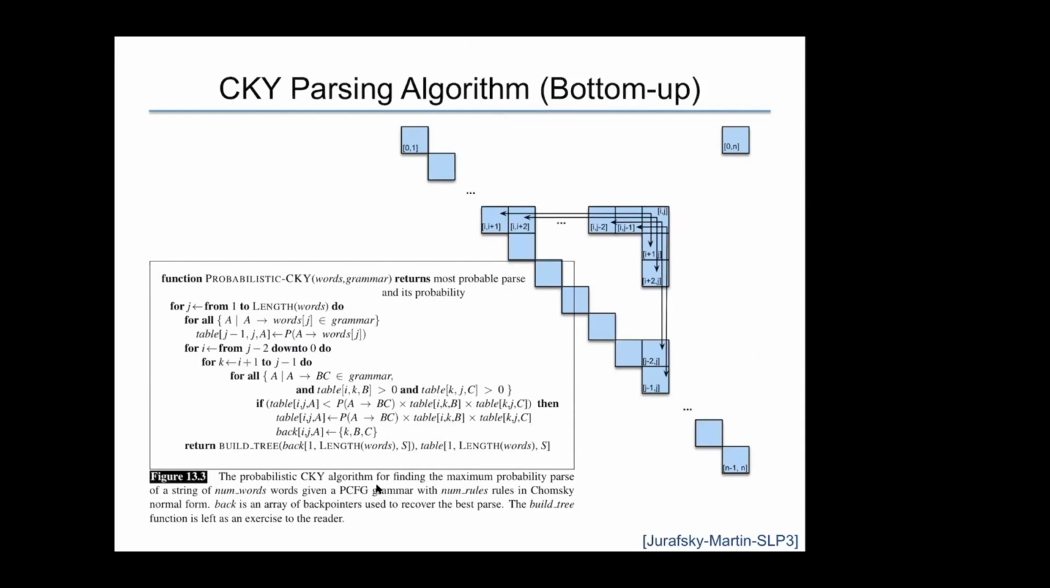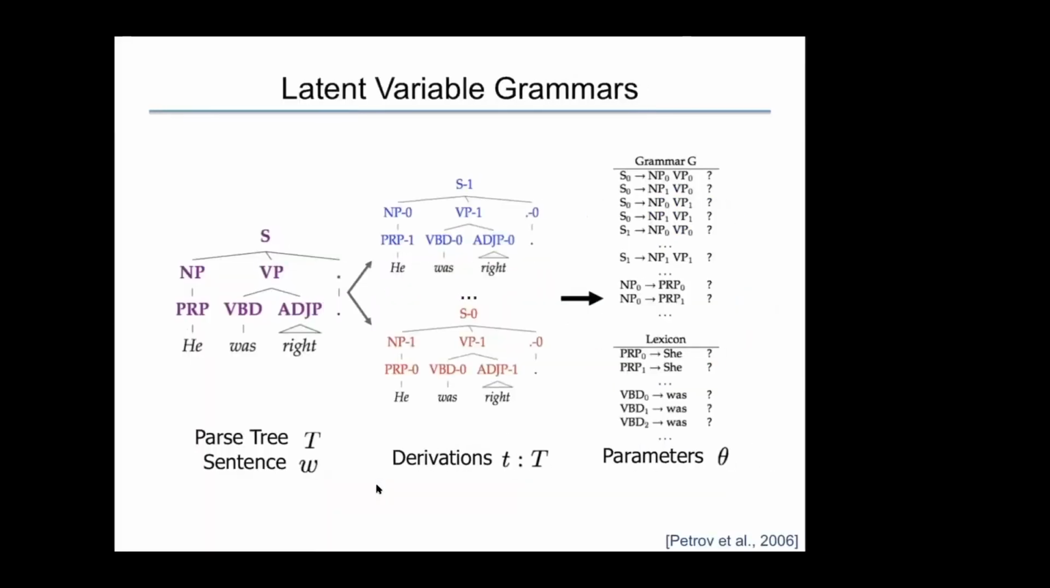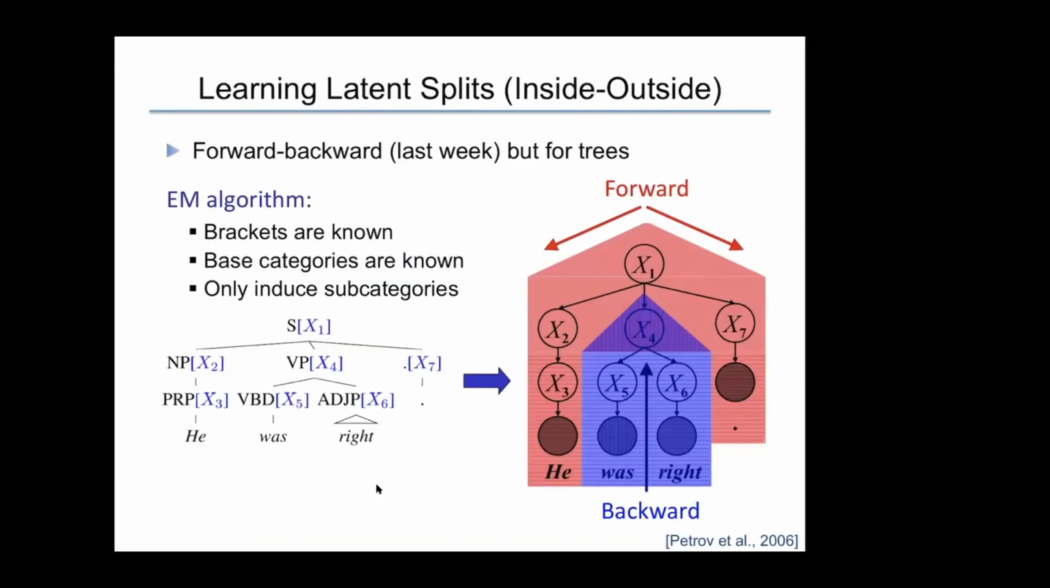I'm not going into too much detail, but I hope you can take a look. You can search for CKY. I'll put some additional materials if you're interested in how you can actually compute it. You can run the CKY algorithm to get the best parse. Yep, so I'm going to skip all these things.